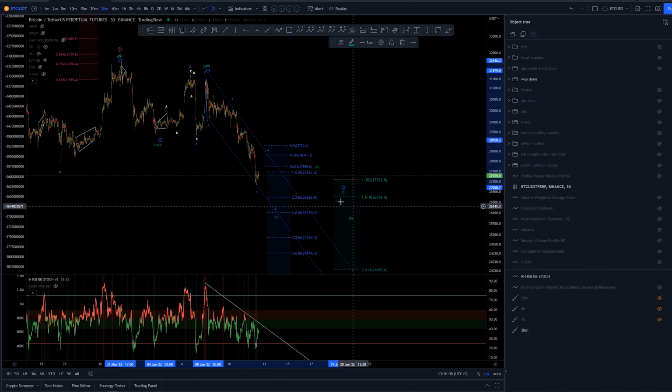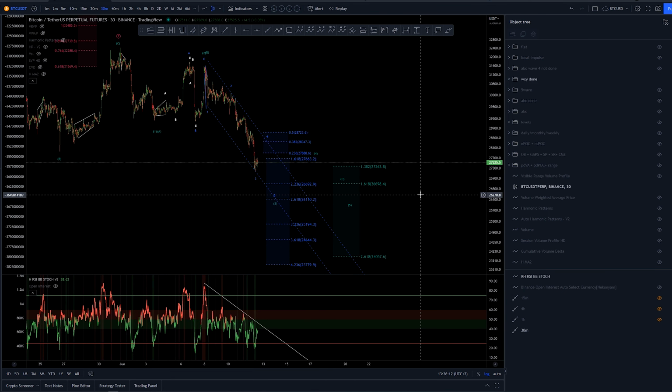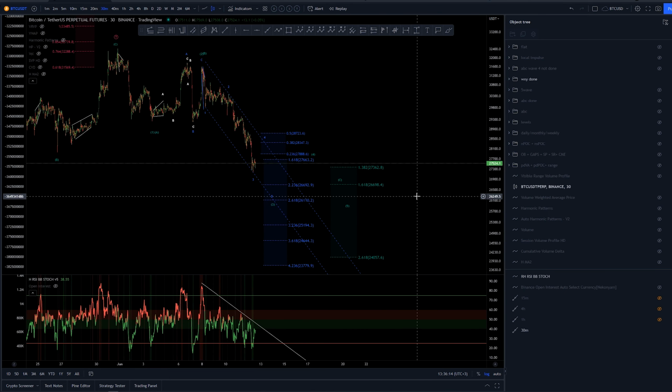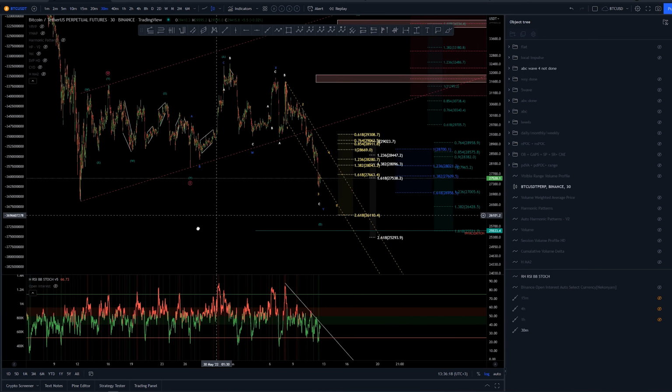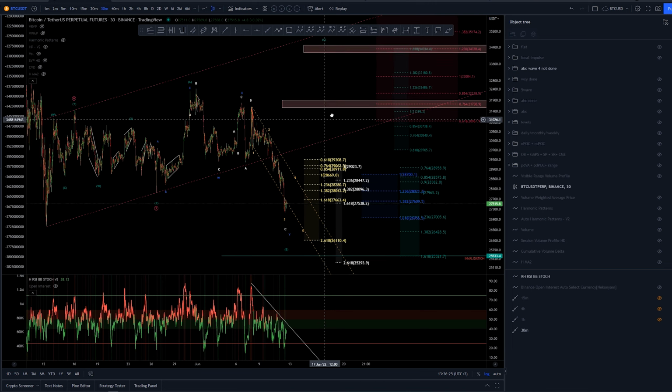but again, we have seen wave Cs go way further, all the way to the 2.618, so it is definitely not certain. Other counts we had presented was this one, where we had a W, X, and then we had an A, possible B wave, and then C wave.